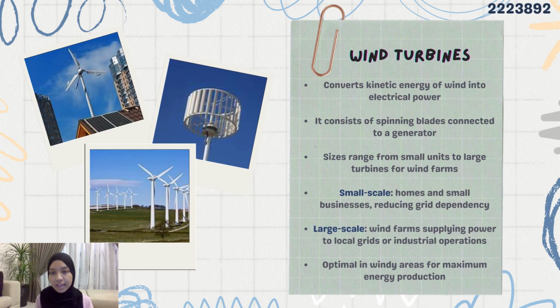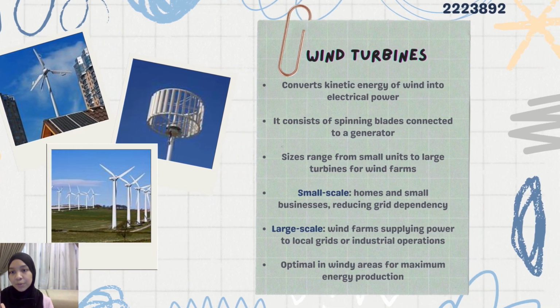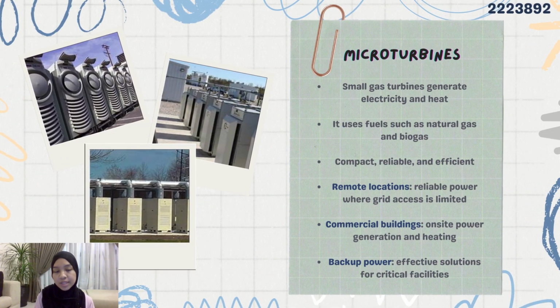On the other hand, larger turbines in wind farms supply power to local grids or industrial operations, especially in windy areas. So for this type of DG, the geographical location plays a very crucial role. Another type of DG is microturbines.